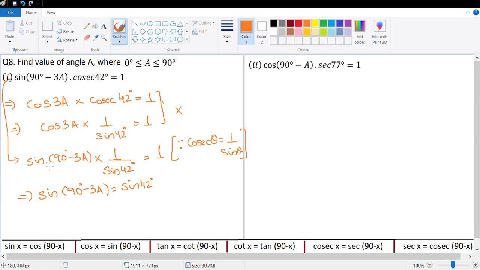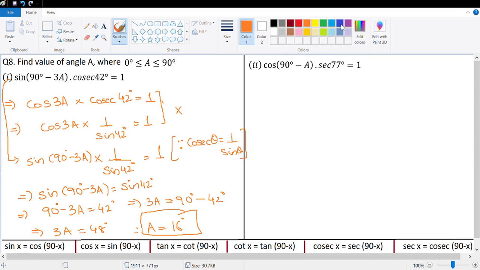So this is sine 90 minus 3A multiplied with, converting cosec into 1 upon sine, I get sine 90 minus 3A is equal to sine 42 degree, which means 90 degree minus 3A is equal to 42 degree, which means 3A is equal to 90 degree minus 42 degree, which means 3A is equal to 48 degree. Therefore, A is equal to 16 degree. So we didn't need to convert sine 90 minus theta into cos theta because that was not getting us anywhere. We just had to convert cosec into sine so that we could take sine on both sides.